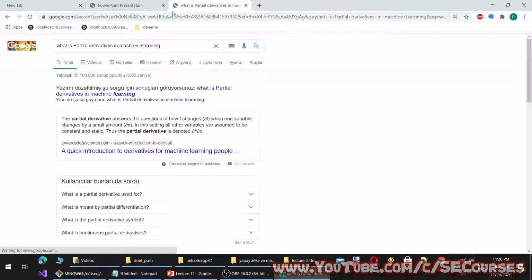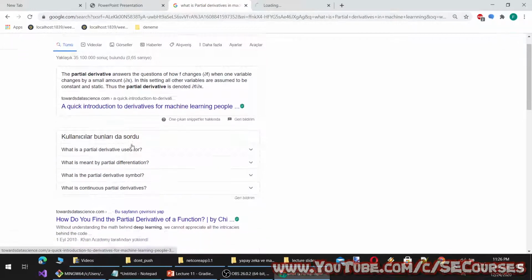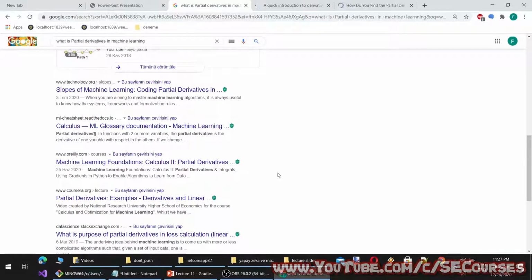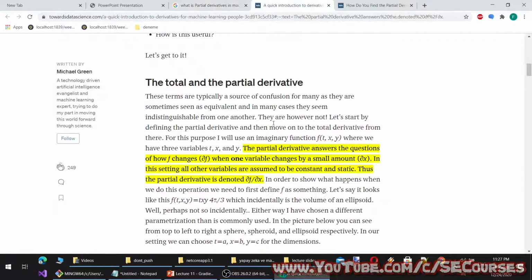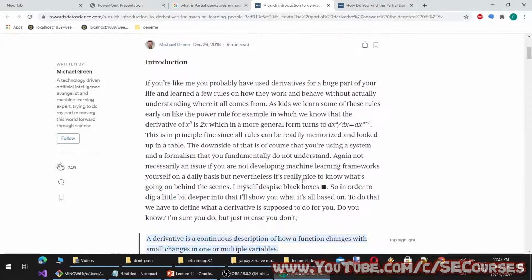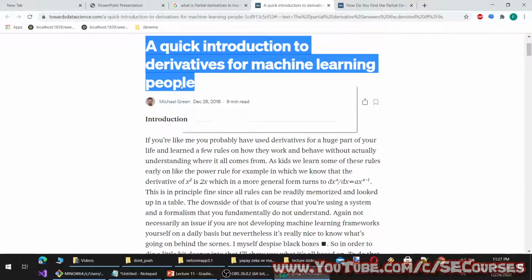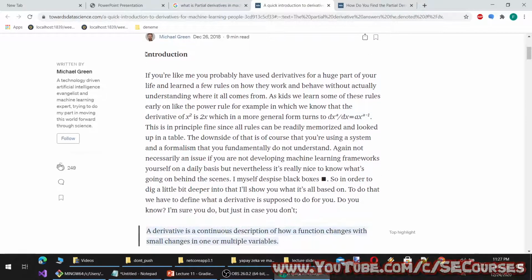Actually, you need to understand this if you want to develop a new algorithm or improve an existing algorithm, and that is more likely the topic of a degree thesis or PhD thesis. But just having a basic idea is not harmful and would help you. Okay, let's read this article: A Quick Introduction to Derivatives for Machine Learning People.